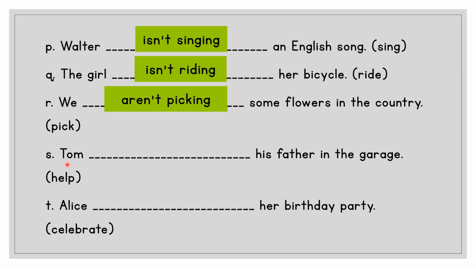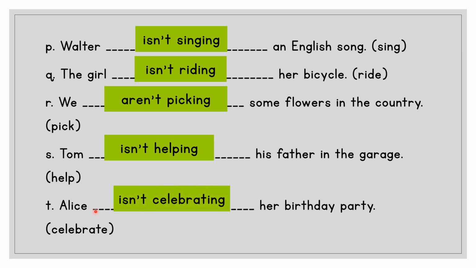Next, Tom. How many people? Singular or plural? Singular. So isn't or aren't? Isn't. Tom isn't helping his father in the garage. Okay, T. Alice. Alice is singular or plural? Singular. Okay, remember verb dia ada E, so you mesti magically hilang. So Alice isn't celebrating her birthday party.